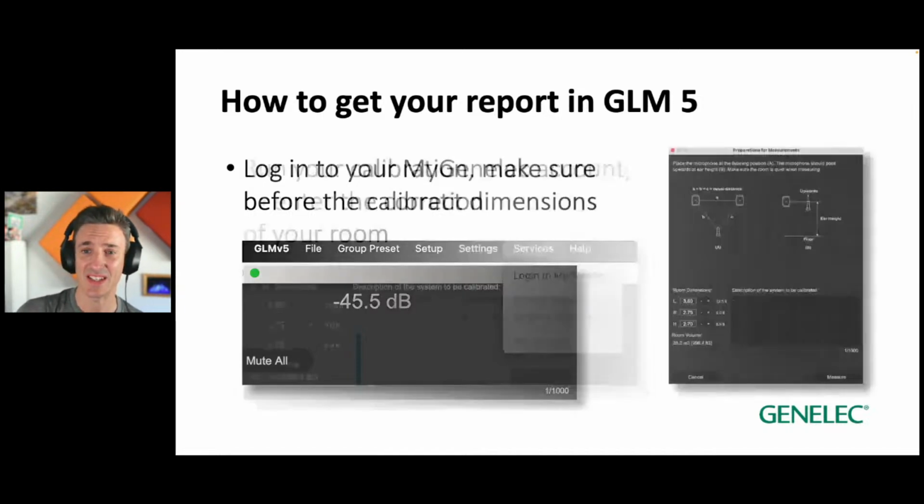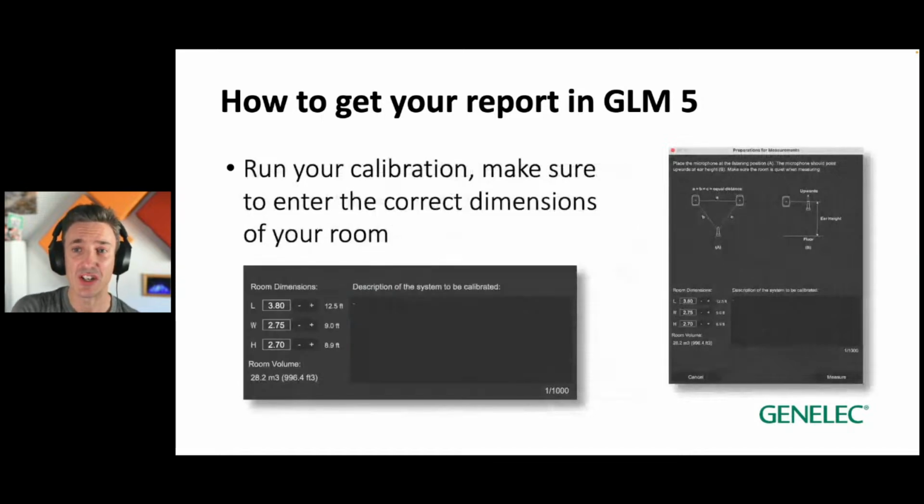The next step is run your calibration and then make sure that you enter the correct dimensions of your room. There's sometimes some confusion about these room dimensions because actually they do not affect the calibration at all. So no matter what you enter here, the calibration itself will be exactly the same. Just because we analyze the sweeps from your speakers and they are recorded with the microphone, and then the decisions of AutoCal are made, and they have no relation to the actual room size.